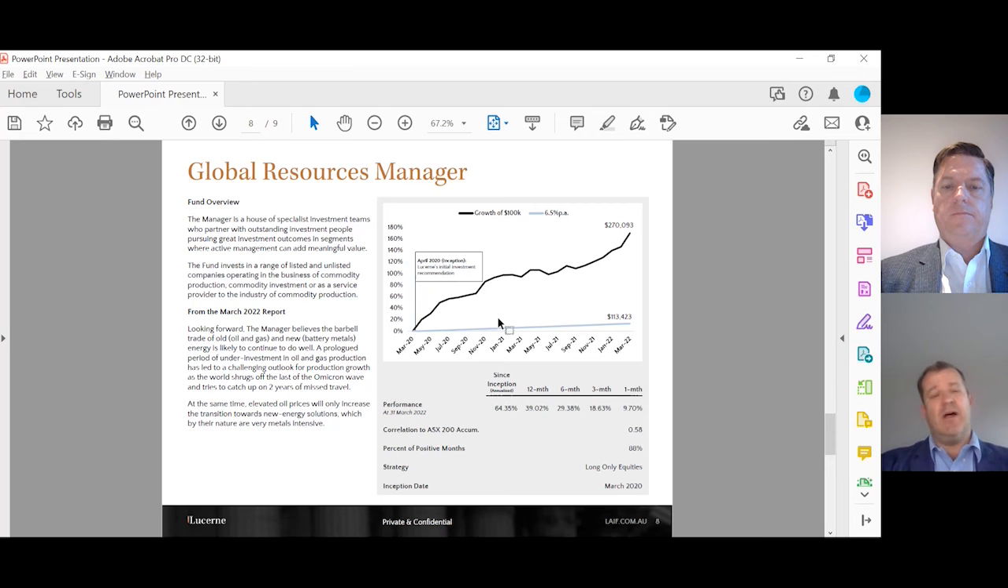So if you think about that over the last few years, one sector we identified really early in 2020 when the COVID crash happened was resources. And we wanted the portfolio to have a bias to precious metals and resources.